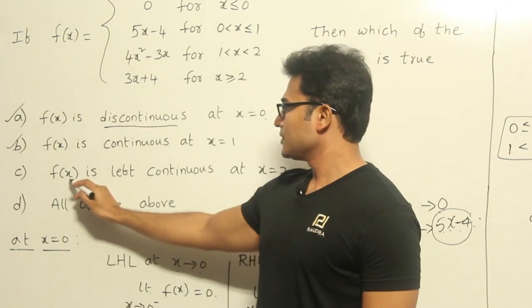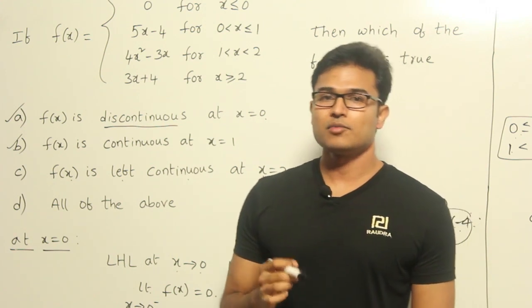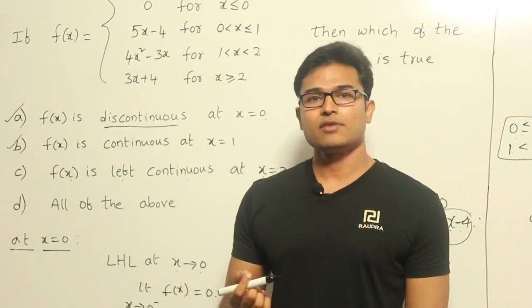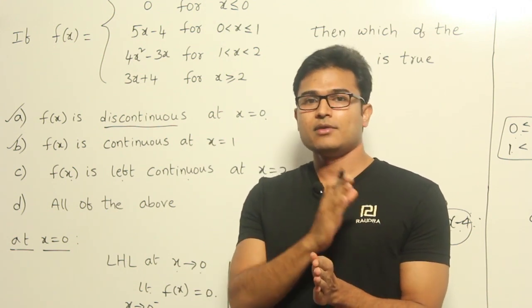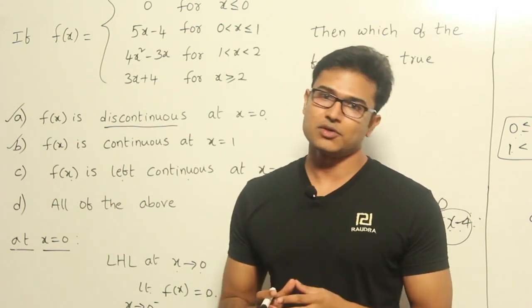And now coming to option C, f of x is left continuous at x equal to 2. So they are not asking about continuity, they are just asking about left continuity, which means we have to check what happens to the function at a value slightly less than 2 and at the value x equal to 2. Now if these two are equal, we can say that from the left side it is continuous, right?